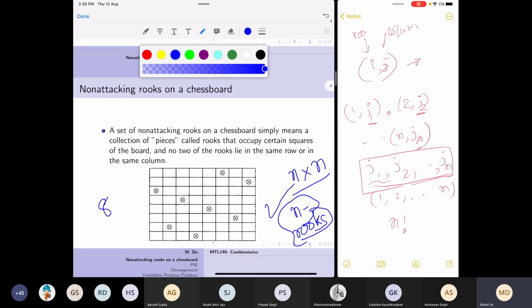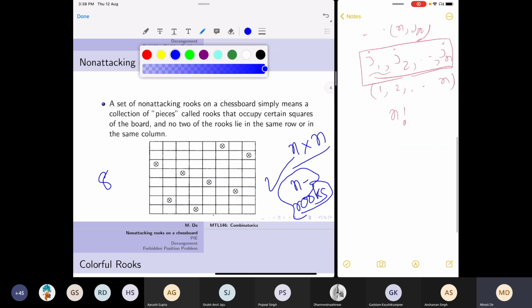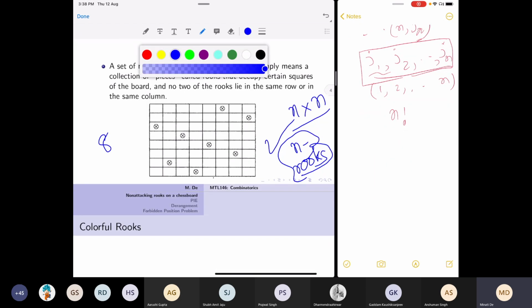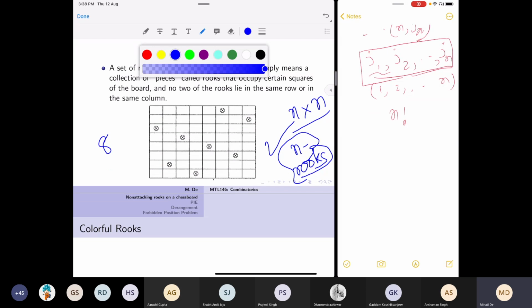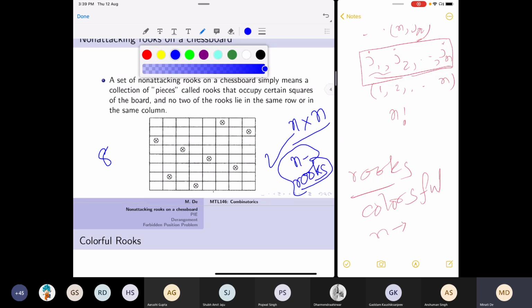Okay, good. Now, these are the cases where all the rooks are identical. I can also ask the same question, non-attacking rooks, but the rooks are colorful. What is the meaning of that? Let's say I have n many rooks and all the rooks have some distinct color. Now can you answer the same question? How many arrangements are possible?